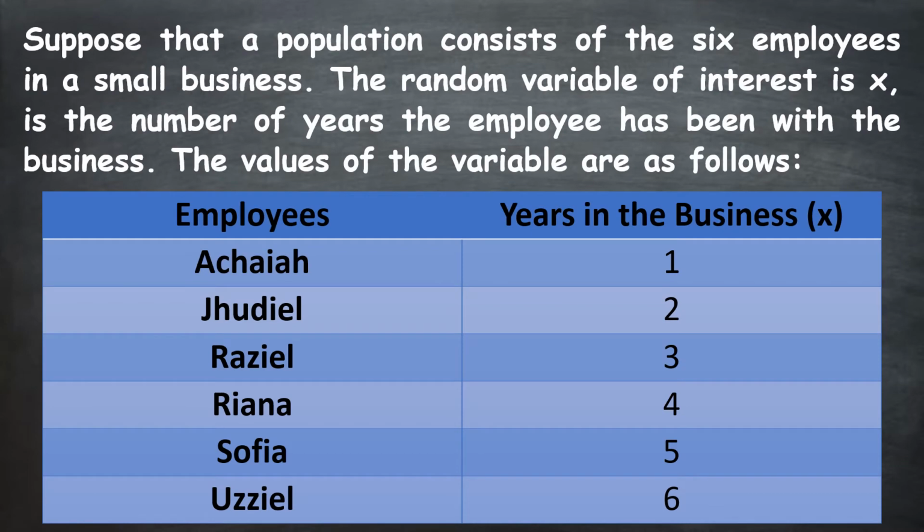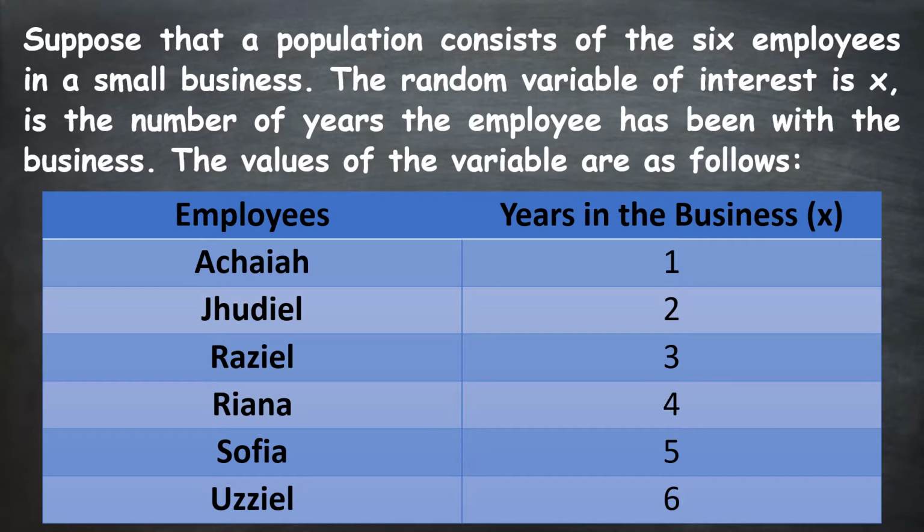Suppose that a population consists of 6 employees in a small business. The random variable of interest is X, the number of years the employee has been with the business. The values of the variable are as follows. So ayun po yung table.